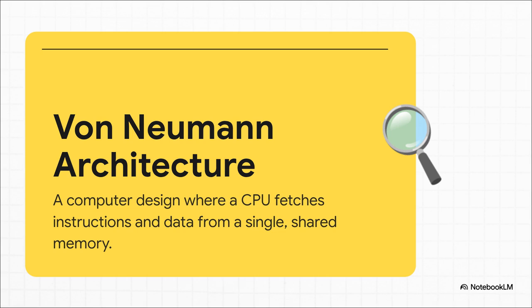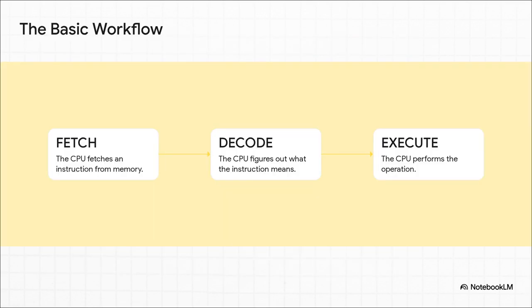So to do anything at all, the chef has to run to the pantry to grab a recipe, that's an instruction, and then run back to the pantry to get the ingredients, that's the data. Everything, and I mean everything, comes from that one single place. And this setup leads to this fundamental three-step dance. Fetch, decode, execute. The CPU fetches an instruction, figures out what it's supposed to do, and then does it.